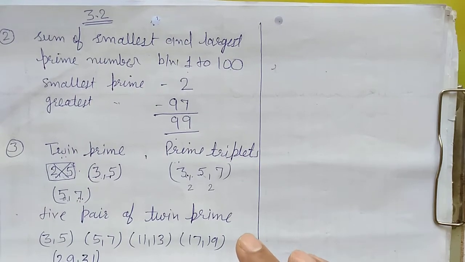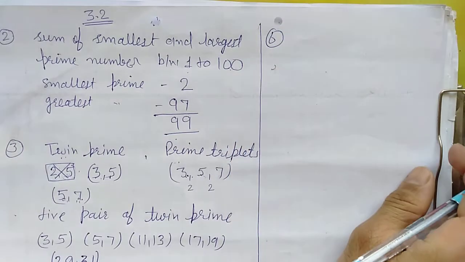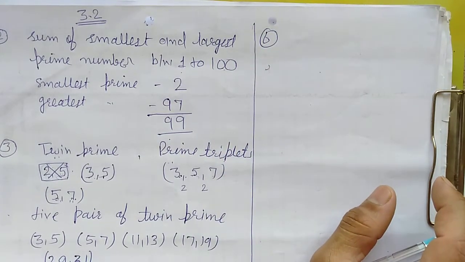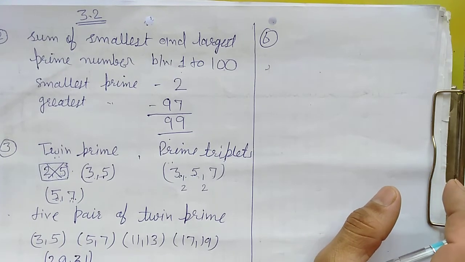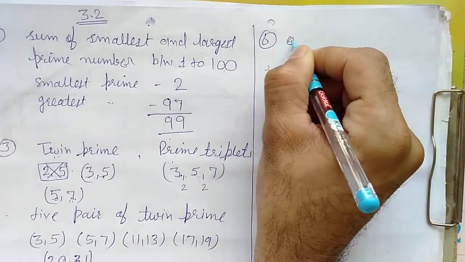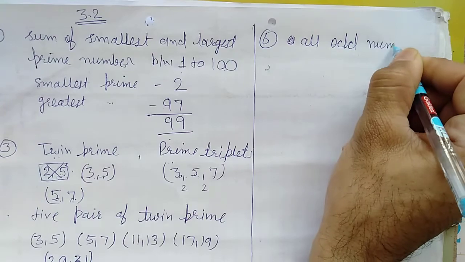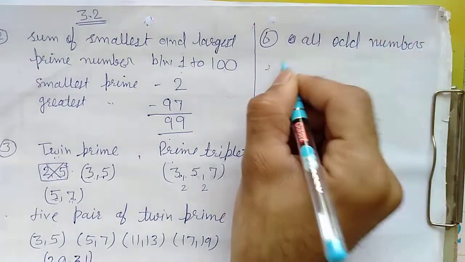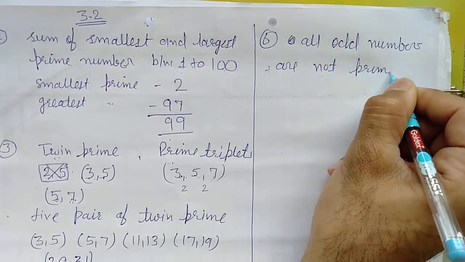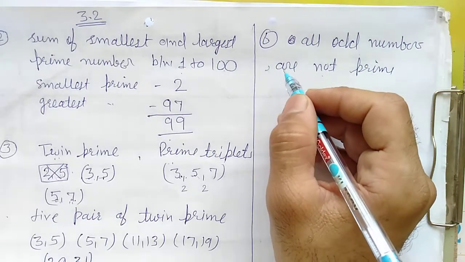Next question number 6 I will try to do here. Are all odd numbers prime number? Give example. No, all odd numbers are not prime. Why? 3 is prime number, that's okay. But all odd numbers are not prime.